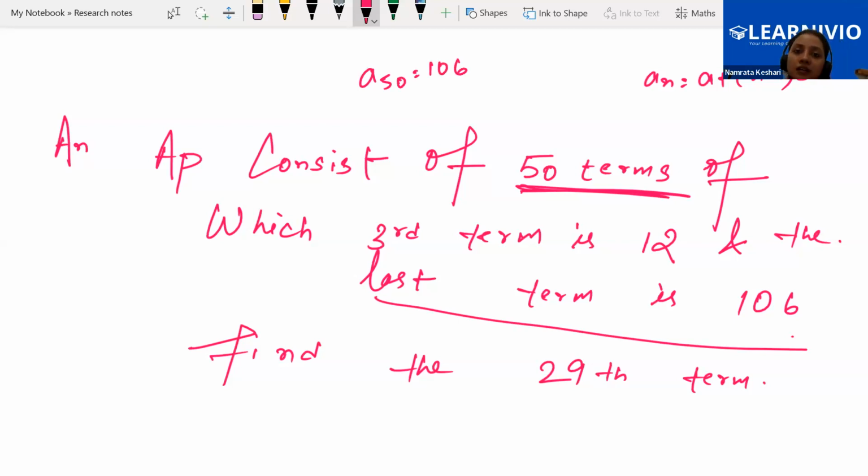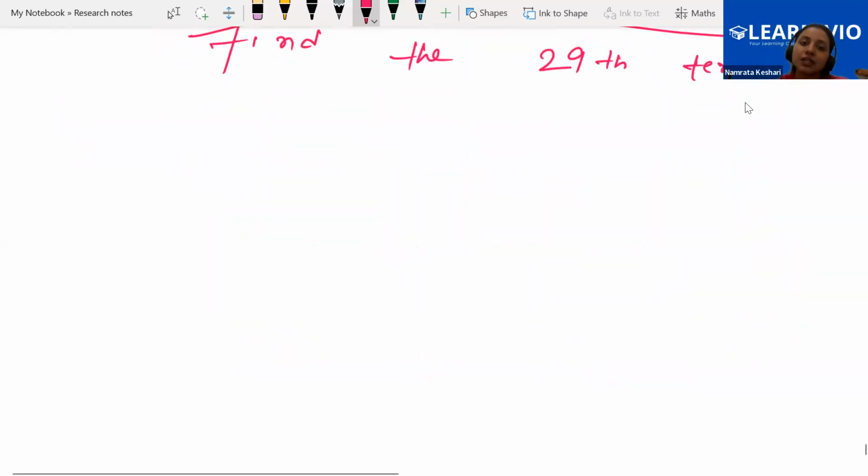Yes, ma'am. Yes or no? Yes. So it could be like in the question, if it would be written that 50th term is 106, quickly we can solve it. But to confuse us, last term, this terminology is used over here, but we will try to understand that 50 terms are there and last term is this. That means 50th term is this, then we are sorted.